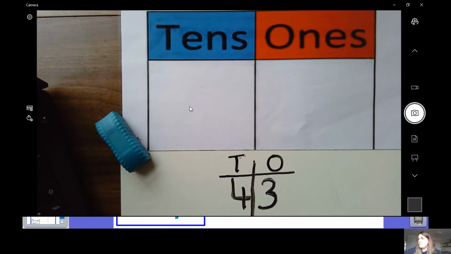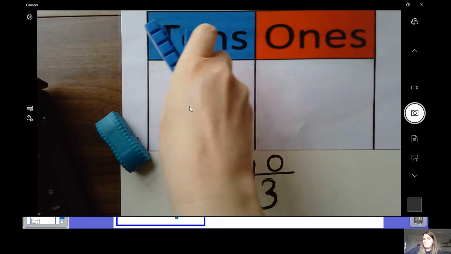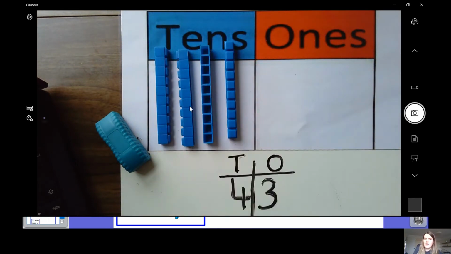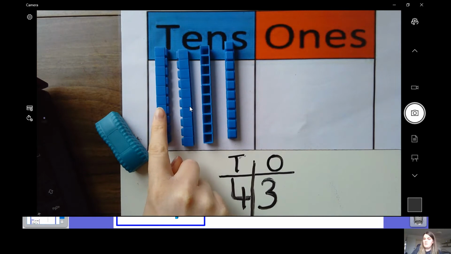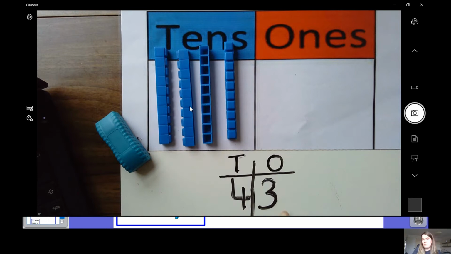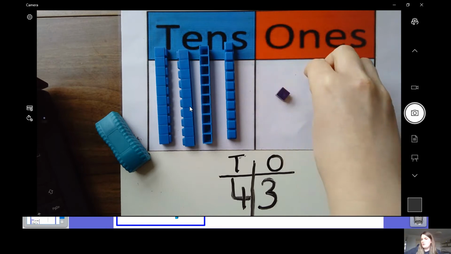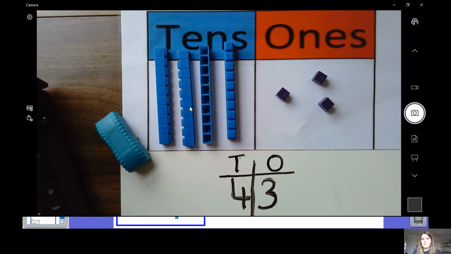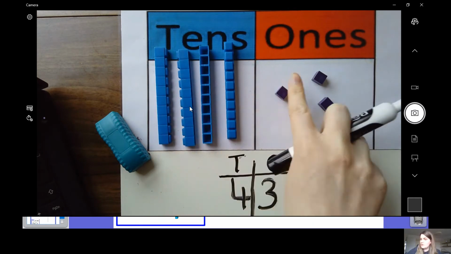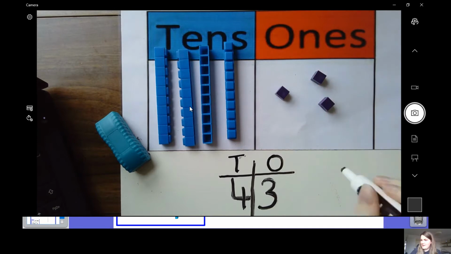Fantastic. So how many would I get? 4. Okay, let's get 4. 1, 2, 3, 4. I can count to double check. How many should this be? 40. You ready? 10, 20, 30, 40. Very good. How many ones do I have? 3 ones. Okay, so how many do I need to get? 3. 1, 2, 3. Have I made 43? Let's check. 10, 20, 30, 40, 41, 42, 43.